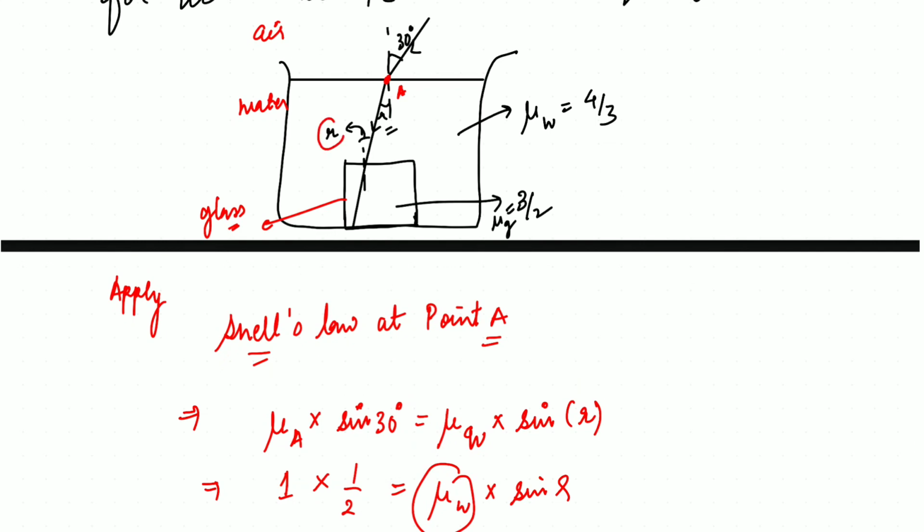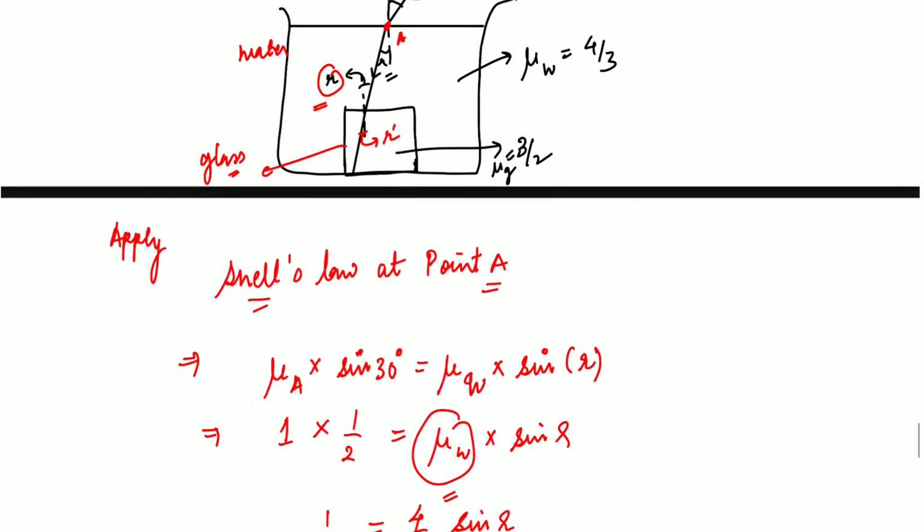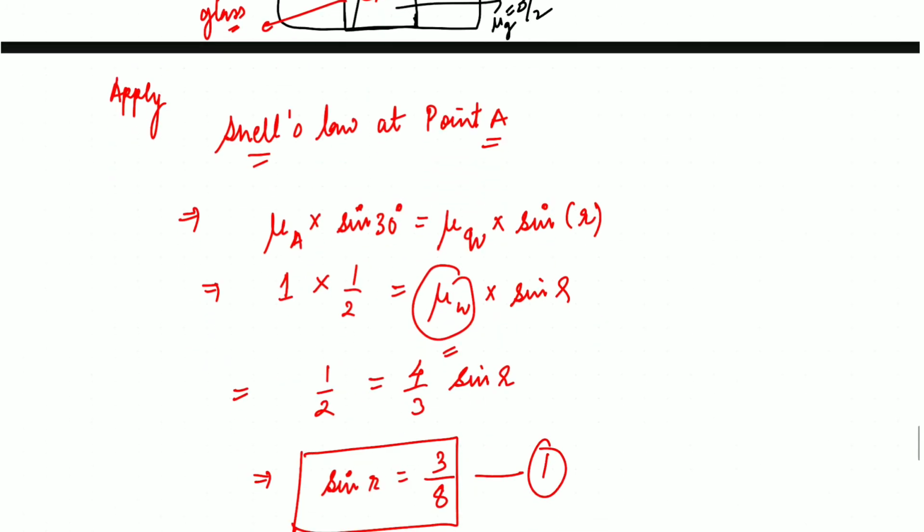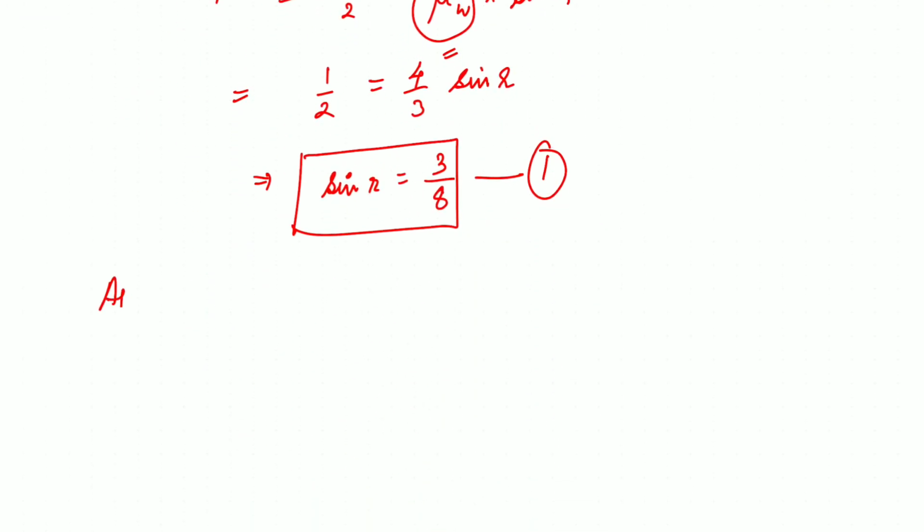So I know this part also. Now I'm supposed to find out what is this angle of refraction, right? Let me call it R dash. All right, okay. So let's say this is point B, so we will apply Snell's law at point B also, right? So apply Snell's law at point B.